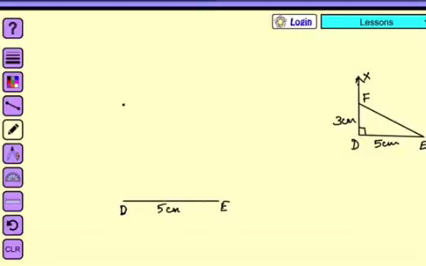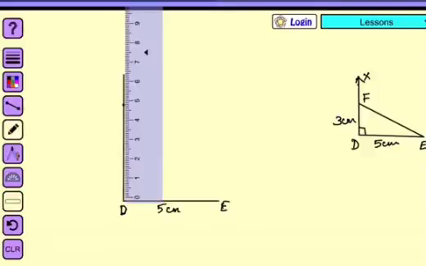So I'll just draw a line segment. We'll have a line segment drawn. Now the line is just 3 centimeters. So we'll just take a measurement of 3 centimeters.